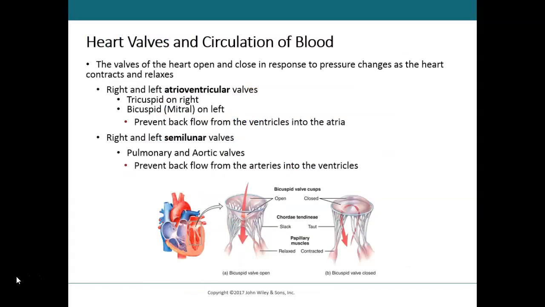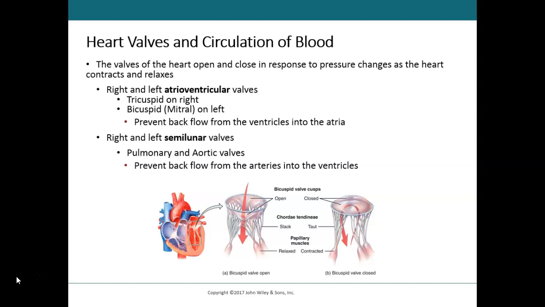When the chambers of the heart contract, it pushes a volume of blood into a ventricle or out of the heart into an artery. Valves open and close in response to pressure changes as the heart contracts and relaxes. So each of the 4 valves that we just had an introduction to, the bicuspid and the tricuspid, the pulmonary and the aorta, have a one-way flow.